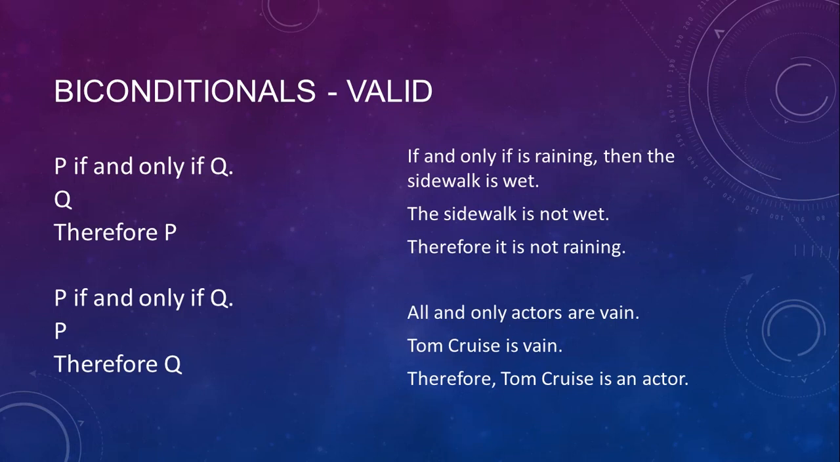From a chain argument? No. So from a chain argument, you can't say if P then Q, if Q then R, and then go backwards in a chain argument and say if R then P, right? If all actors are vain, and all vain people own big mirrors, then you can infer that all actors own big mirrors, but you cannot infer that all people who own big mirrors are actors. But if these were both biconditionals, then you could go backwards from R to Q and then from Q to P. Okay? Good.